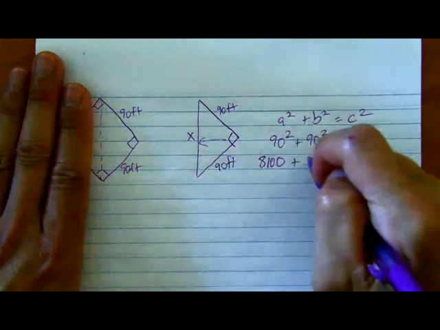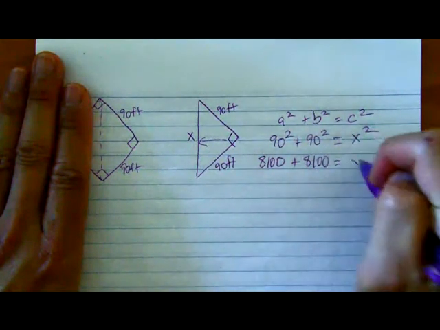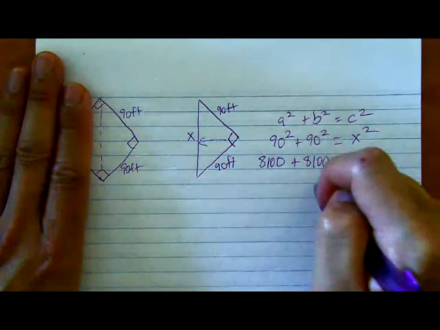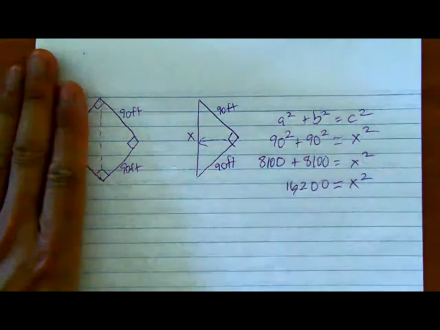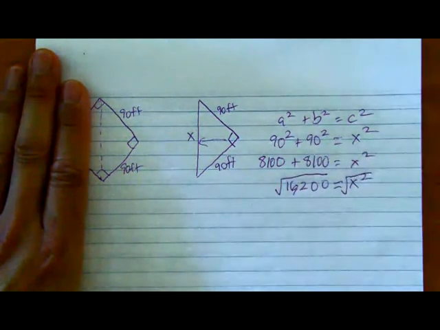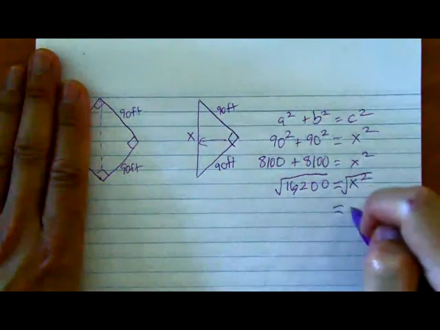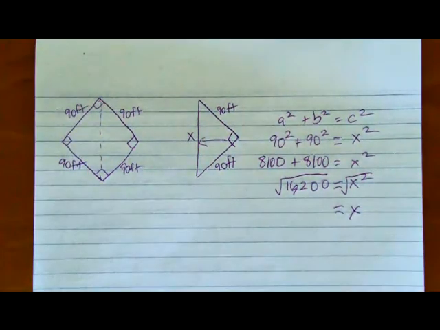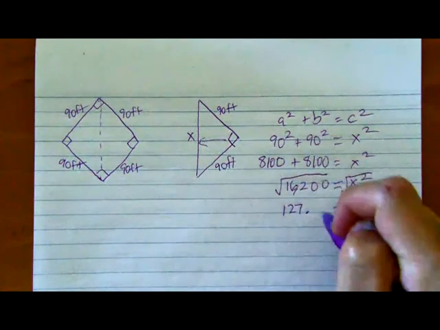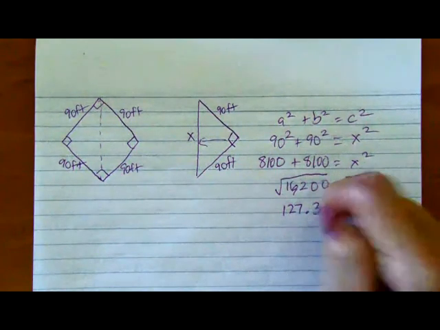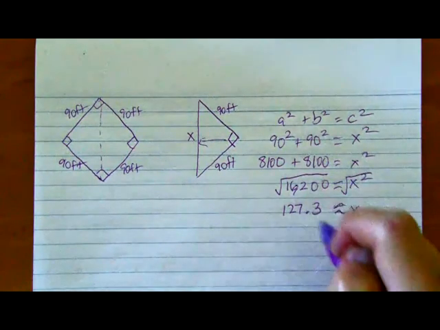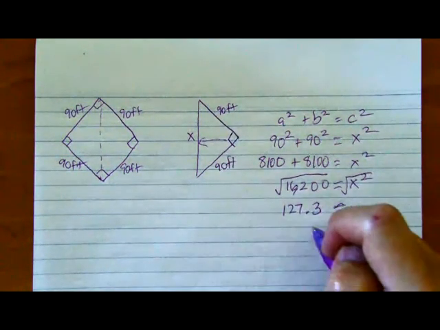8,100 plus 8,100 equals x squared. All we need to do is solve for x. I'll square root both sides. X equals 127.3, roughly. It didn't come out nice when I punch it in the calculator, but this is the distance from home plate to second base, in feet.